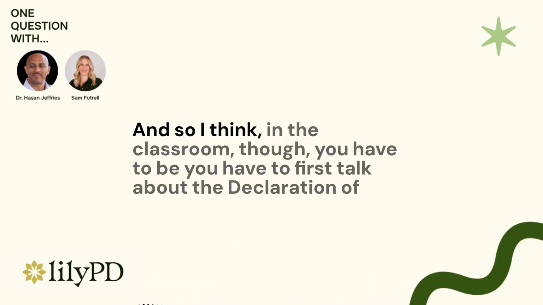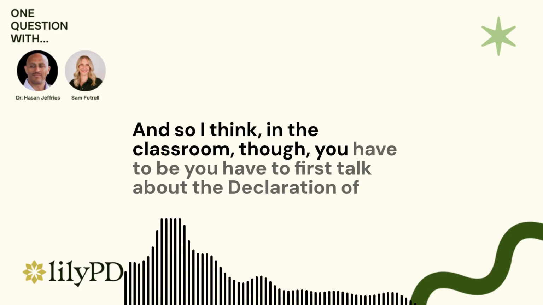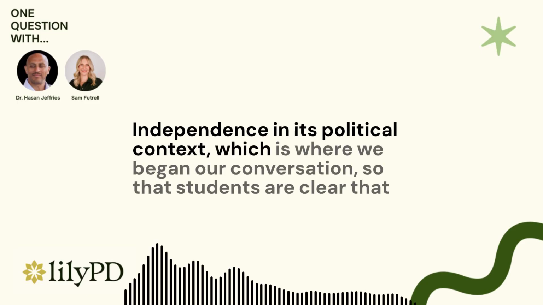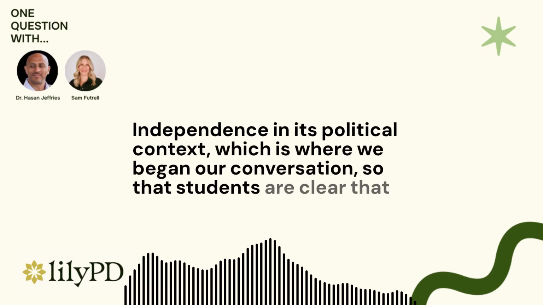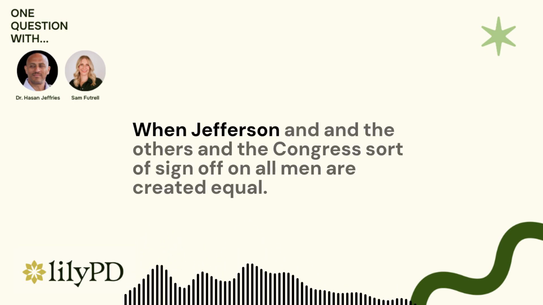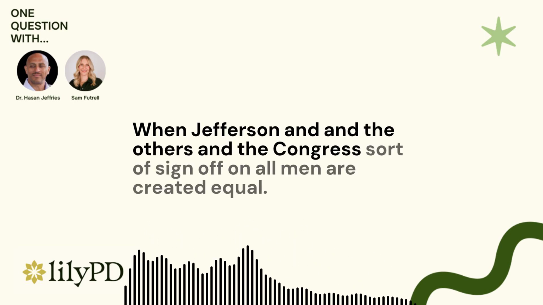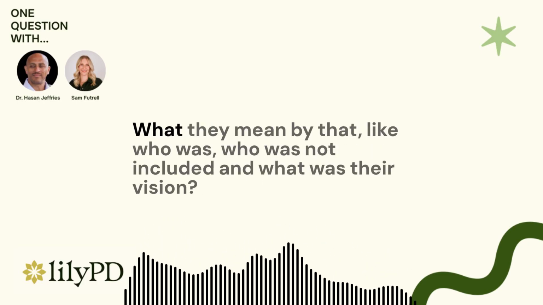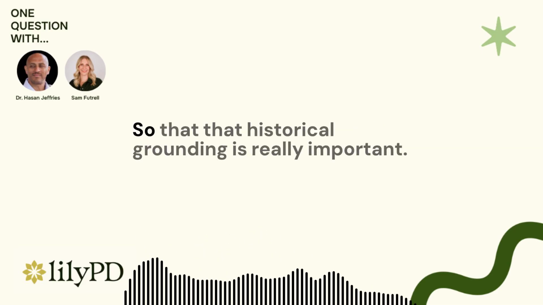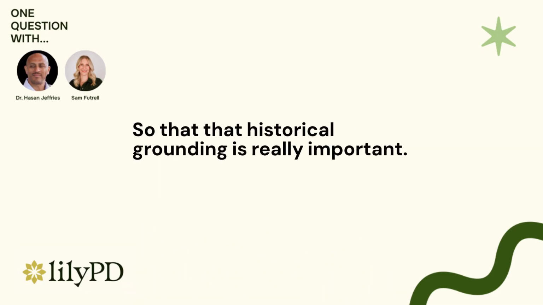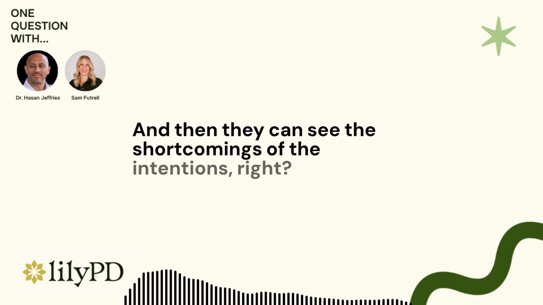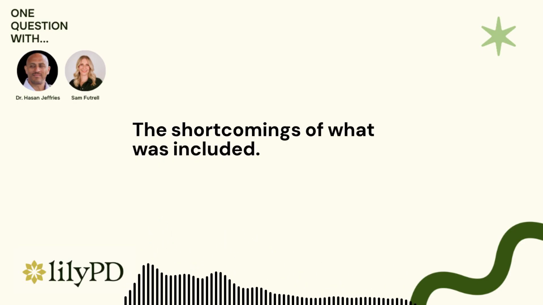And so I think in the classroom, though, you have to first talk about the Declaration of Independence in its political context, which is where we began our conversation, so that students are clear that when Jefferson and the others and the Congress sort of sign off on all men are created equal, what they mean by that, like who was not included, and what was their vision, right? So that historical grounding is really important, and then they can see the shortcomings of the intentions, right? The shortcomings of what was included.